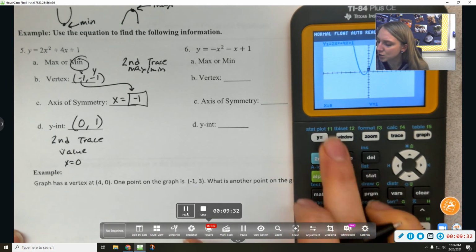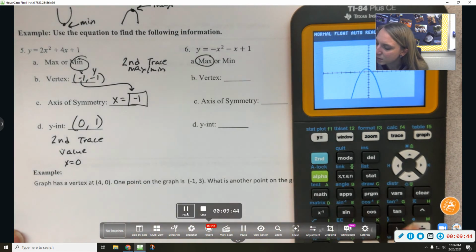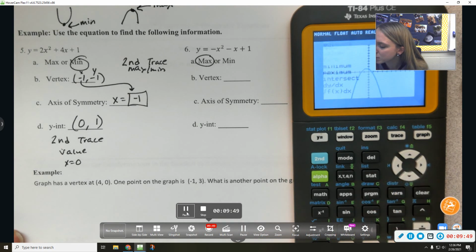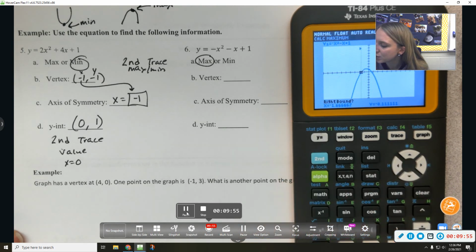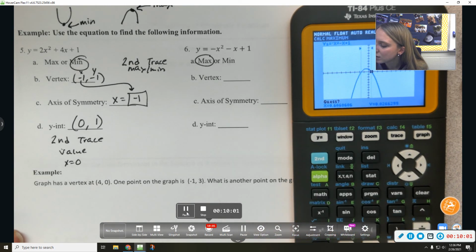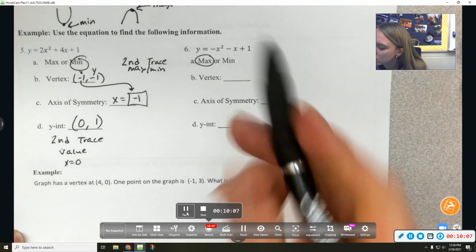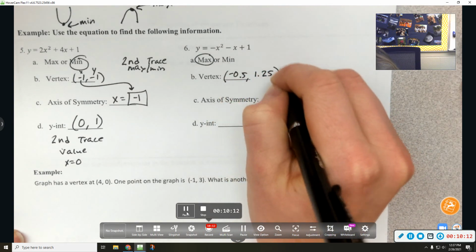Same thing on number 6. Y equals, type in -x squared minus x plus 1. Graph it. That is a max. My vertex, again, I'll show you. Second trace. This one's a max, so we click maximum. Our spidey guy needs to be to the left, so it's a left bound. Hit enter. Spidey guy now needs to go to the right of the vertex. Hit enter. It says guess, so hit enter one more time, and that gives me negative 0.5 and 1.25. That's my vertex this time.